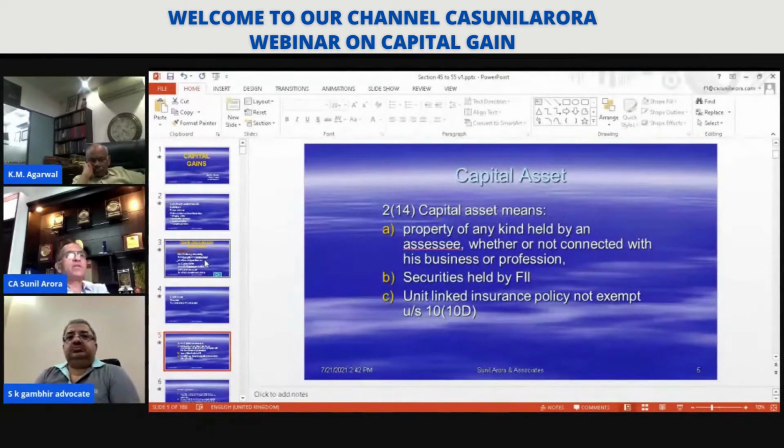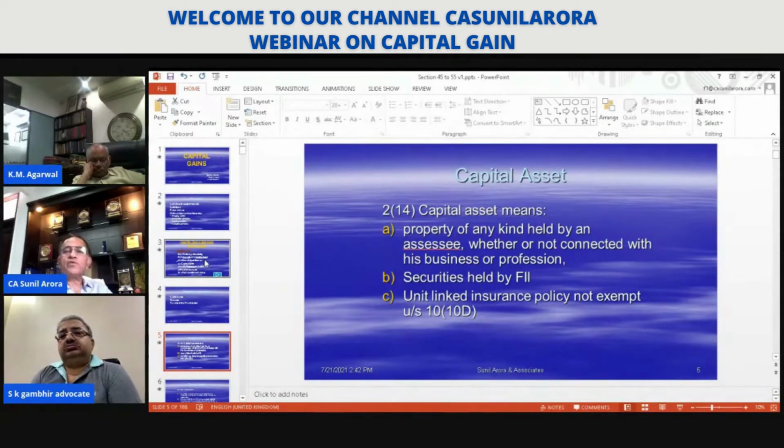Now, 2 more categories have been included. They have been included with specific intent. Securities held by FII: the objective was to give them the benefit of capital gains, because this controversy started when a circular was issued regarding taxability when 10(38) was introduced and the exemption was there from long-term capital gains. As a result, the controversy started as to whether the asset is a capital asset or stock in trade. To solve that issue, the securities held by FIIs were classified as a capital asset.